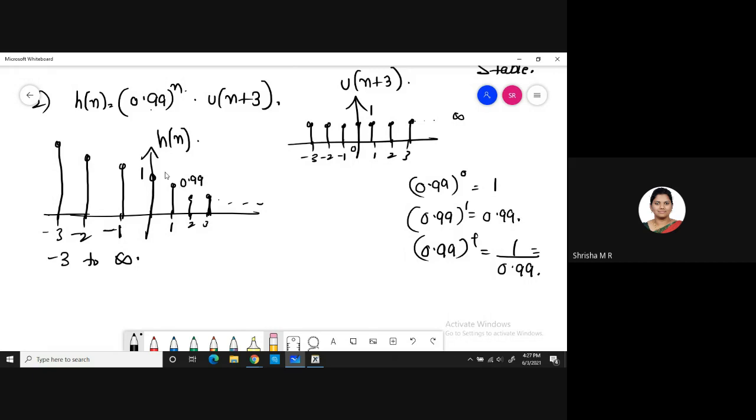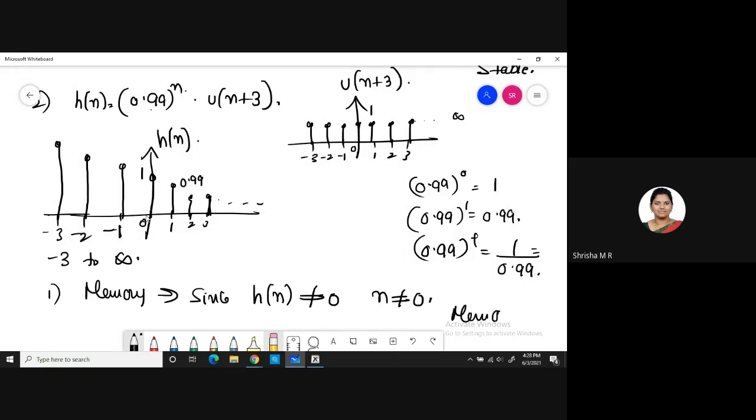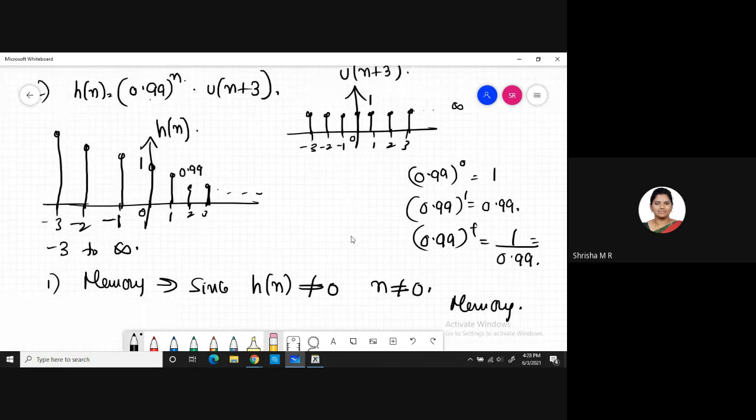Okay, so first tell me the categorization of memory. It has memory or memoryless? Since we have samples to the left and right of n is equal to 0, it's memory based. Since h of n is not equal to 0 for n not equal to 0, it's a system with memory. Got it? Clear?